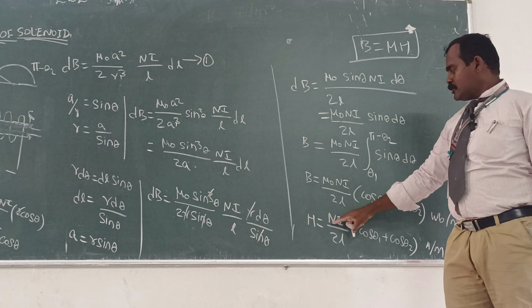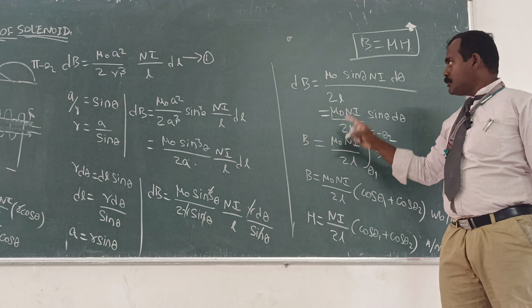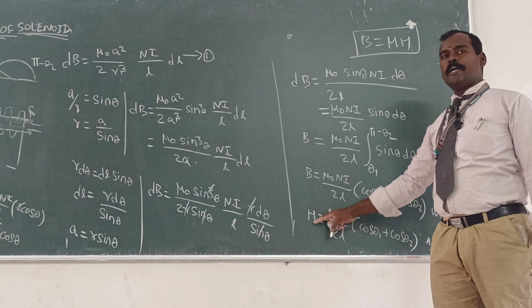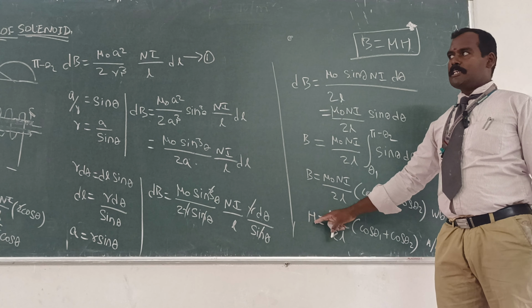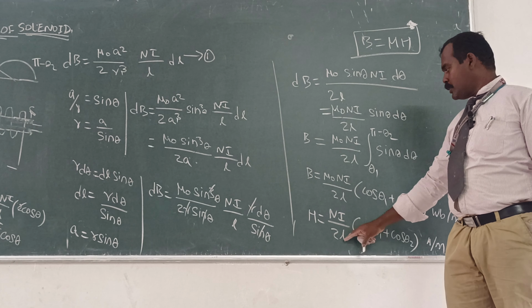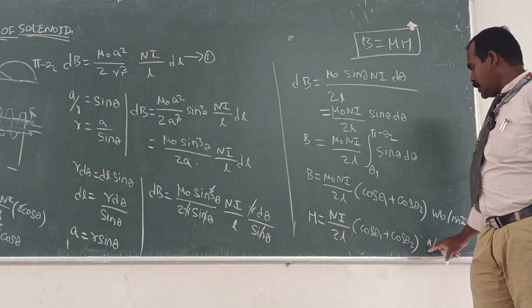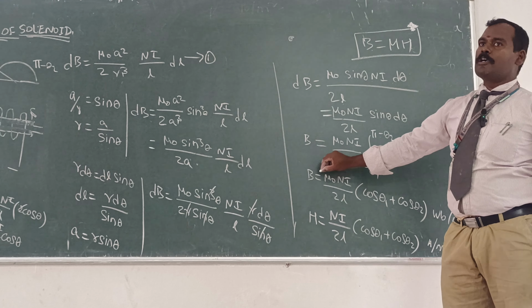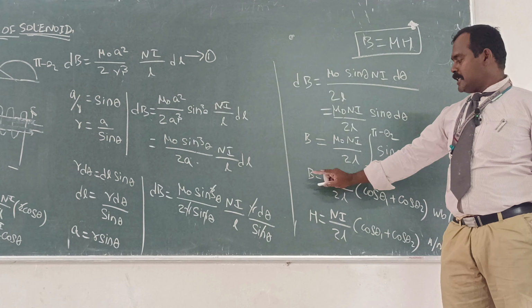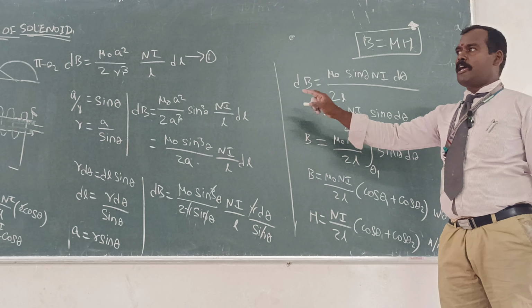So you can replace it, and the mu alone gets cancelled. From this relationship we can find the magnetic field intensity. H should be equal to N I divided by 2L, then cos theta 1 plus cos theta 2. So that is the resultant total magnetic flux density and magnetic field intensity in the solenoid coil.